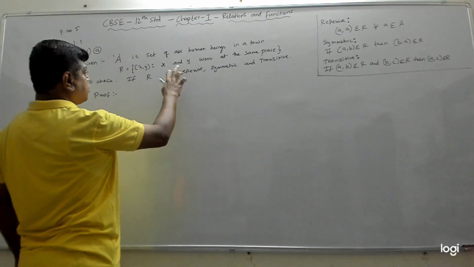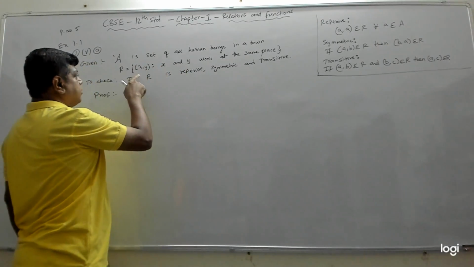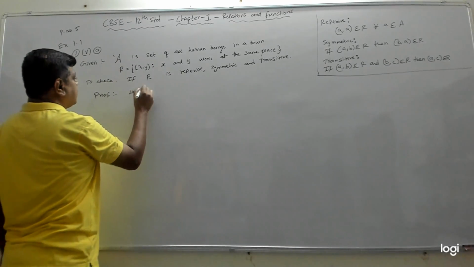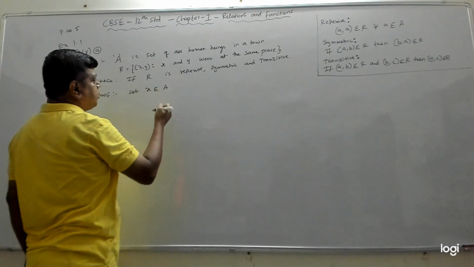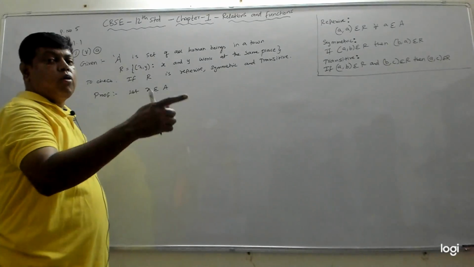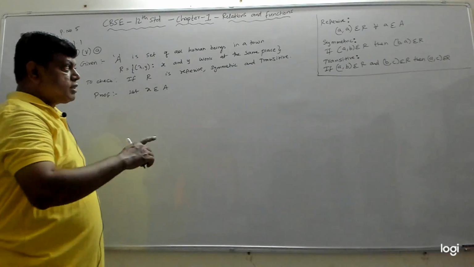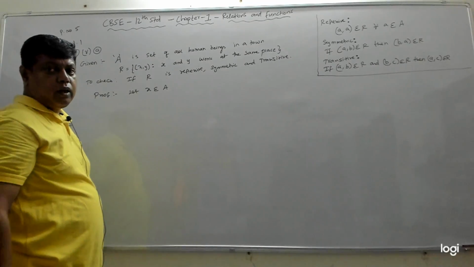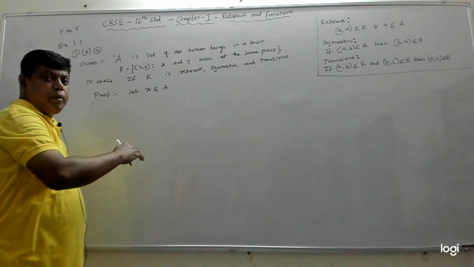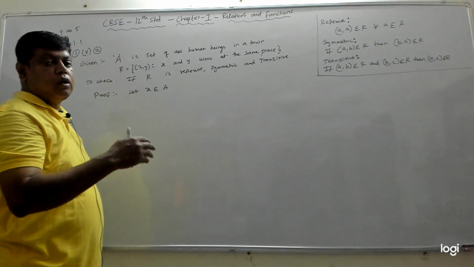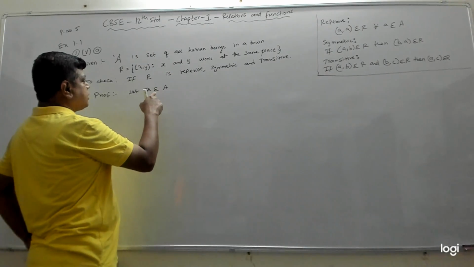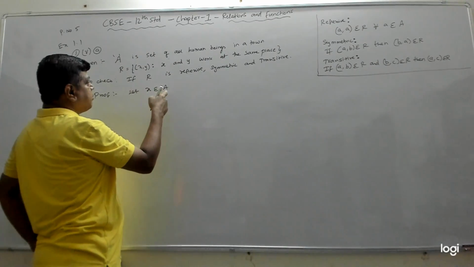Now it's obvious that X is related to itself. So we should take an element. We'll say let X belongs to A. X is a human being. We are taking a person from the set A, and we should check whether X comma X belongs to R. If X comma X belongs to R, then we call that relation reflexive. Right?